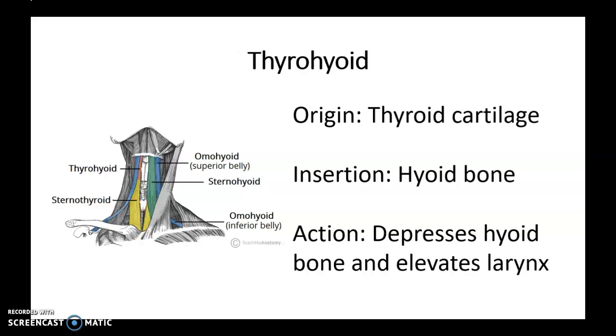Then Thyrohyoid, as the name suggests, this muscle runs from the thyroid cartilage to the hyoid. So this muscle right here is Thyrohyoid. This also lies deep to Sternohyoid. Originates from the thyroid cartilage, inserts into the hyoid bone, and it depresses the hyoid bone and elevates the larynx.